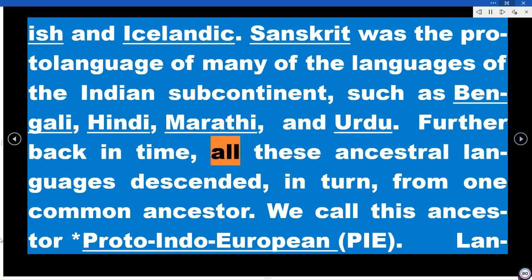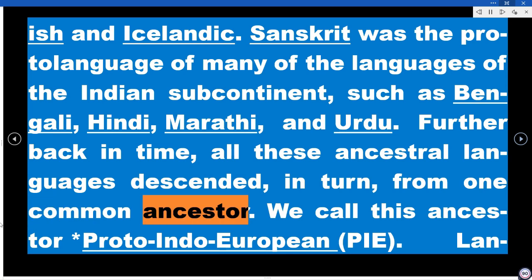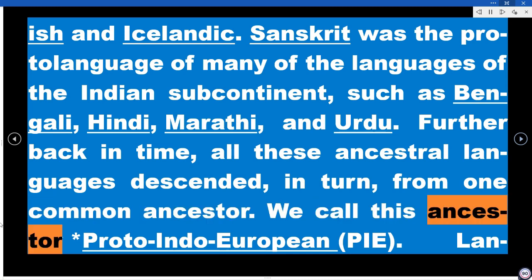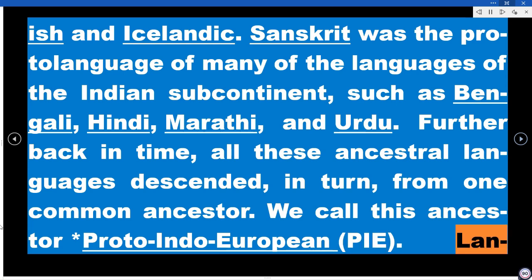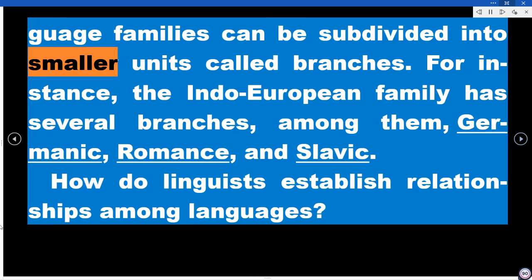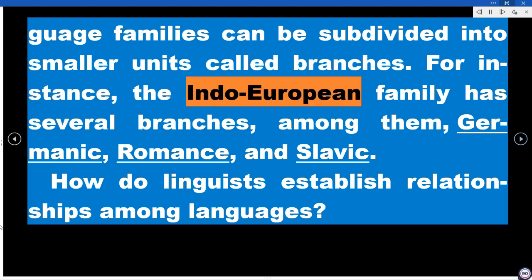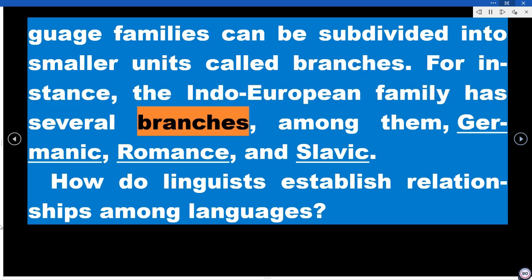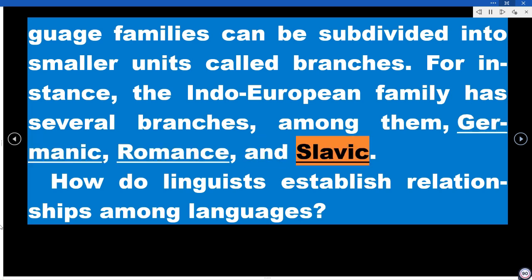Further back in time, all these ancestral languages descended, in turn, from one common ancestor. We call this ancestor *Proto-Indo-European, PIE. Language families can be subdivided into smaller units called branches. For instance, the Indo-European family has several branches, among them, Germanic, Romance, and Slavic.